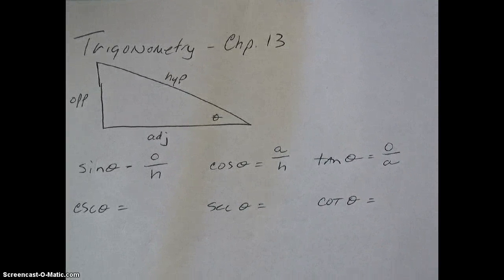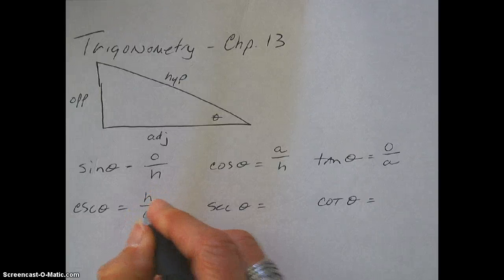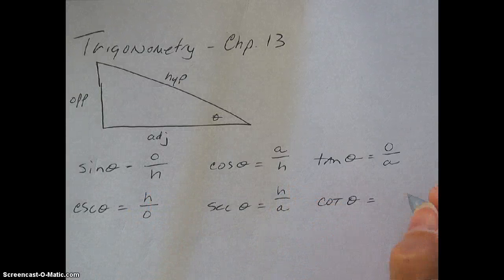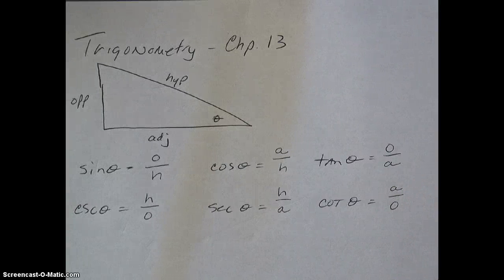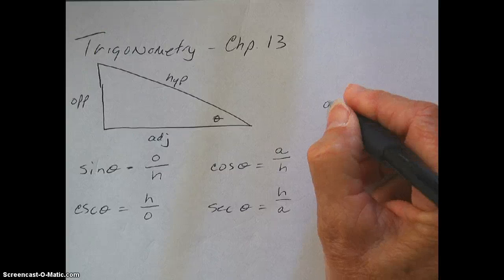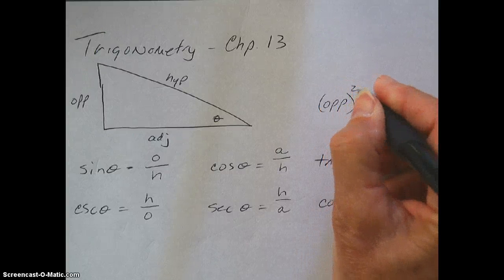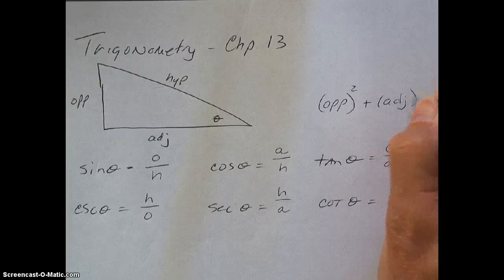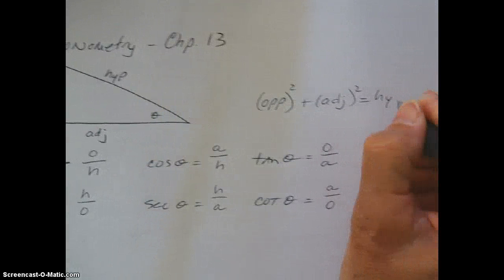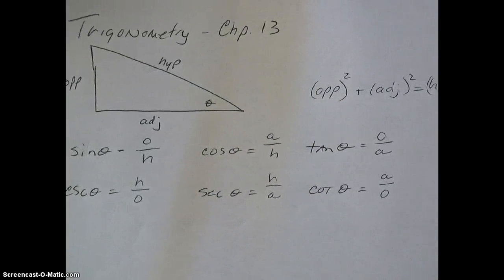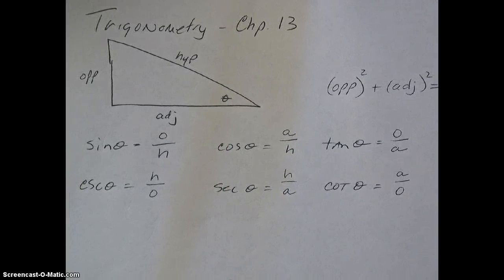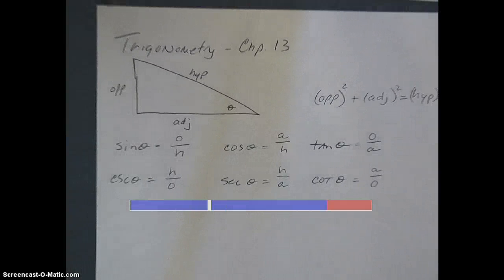Remember their reciprocal functions. Cosecant is the reciprocal of sine, secant is the reciprocal of cosine, and cotangent is the reciprocal function of tangent. Also remember that if we have legs, the opposite squared plus the adjacent squared equals the hypotenuse squared. So I'll give you a couple of examples, one where we have to find a leg in a triangle and the other where we'll have to find the angle given two legs.